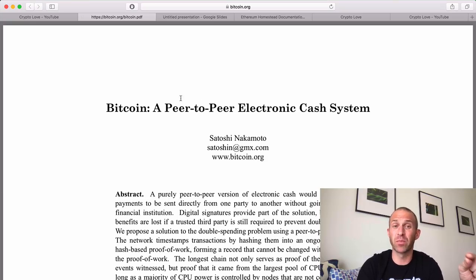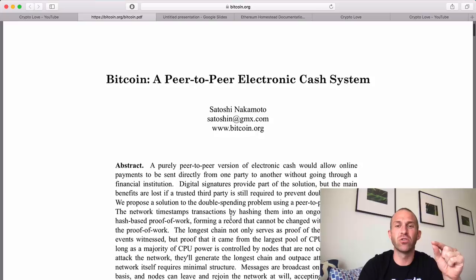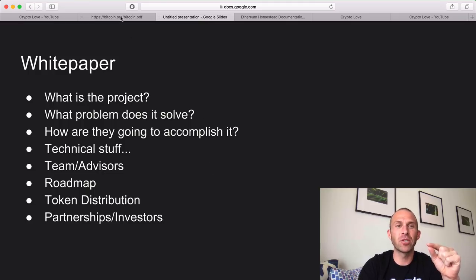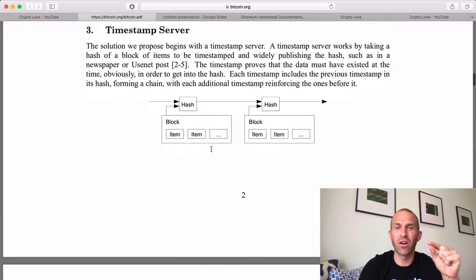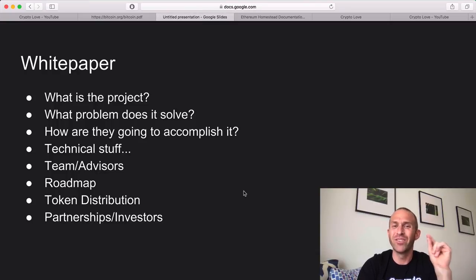So if we take a look at the Bitcoin white paper, first thing, what is the project? A peer-to-peer electronic cash system. What problem does it solve? It solves the issues with the banks because they all suck. And then how are they going to accomplish it? It talks all about the blockchain, everything there. So you can figure out all of that stuff, how it all works. So that answers the 3 questions for you right there.